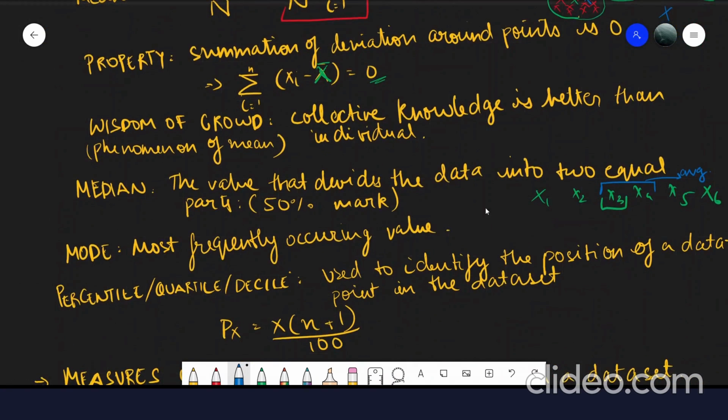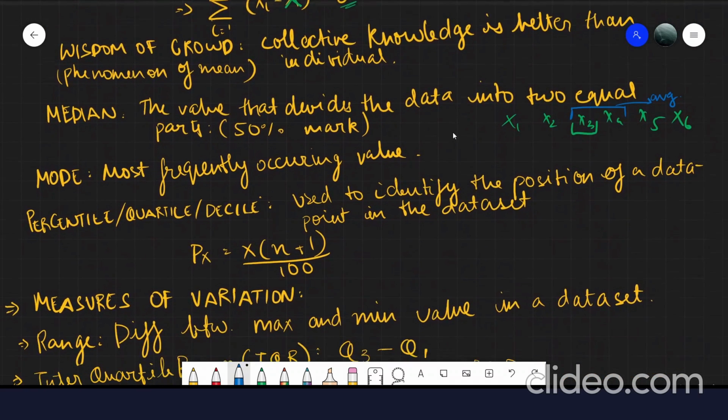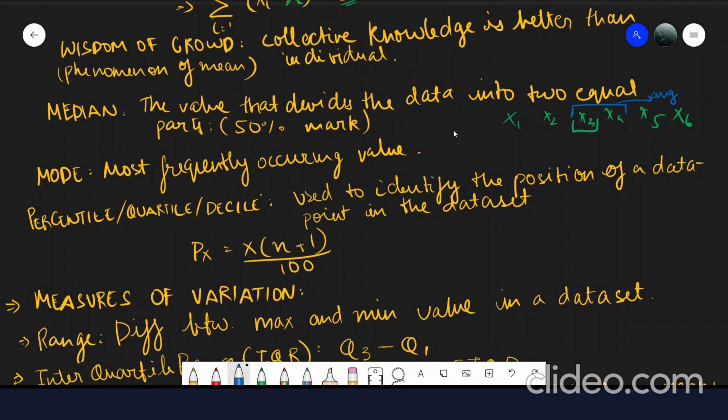Now moving on to the next one, we have the mode. The mode is nothing but the most frequently occurring value in the data set. If I have a data set with x1, x2, x2, x2, x1, x3, x4, x5, the mode would be x2 because it's the most frequently occurring value in the data set.